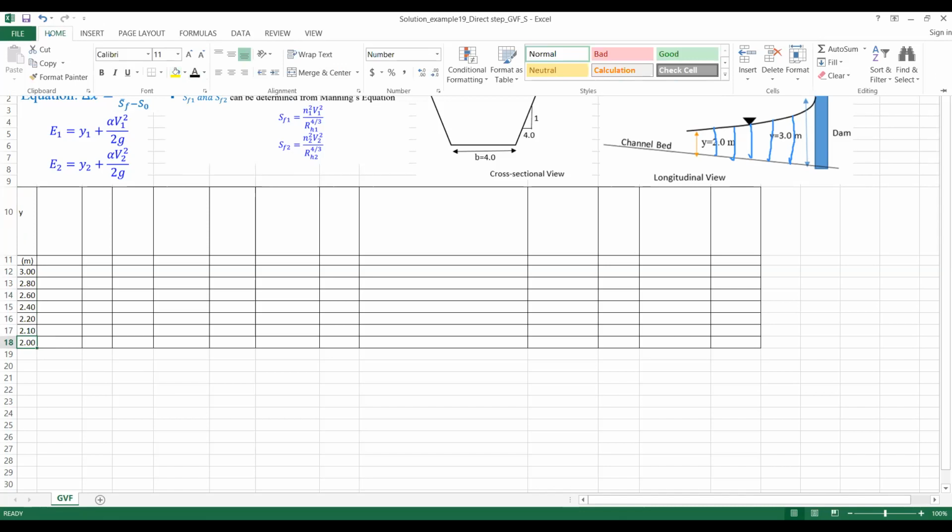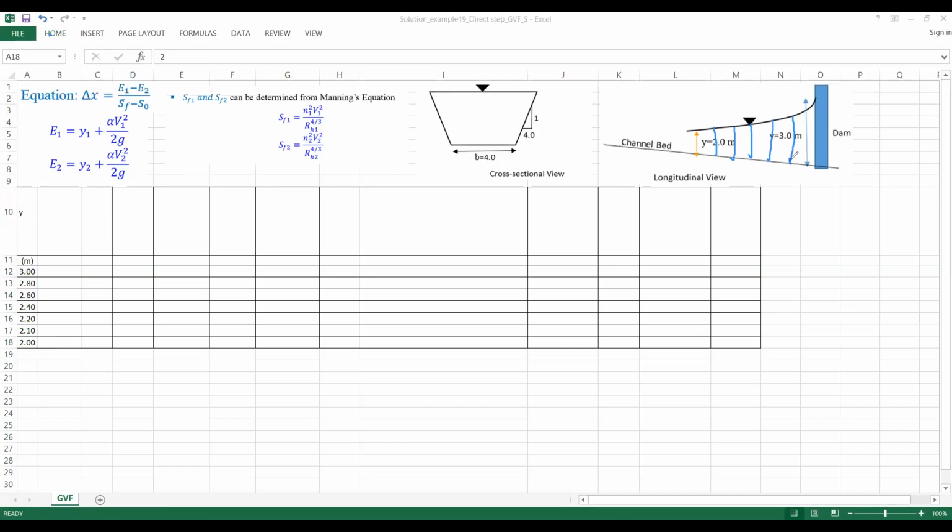And in between these two, suppose this is the 3 meter and that is the 2.8, in between these two we have to calculate the delta x. Okay, so that's what we will do.